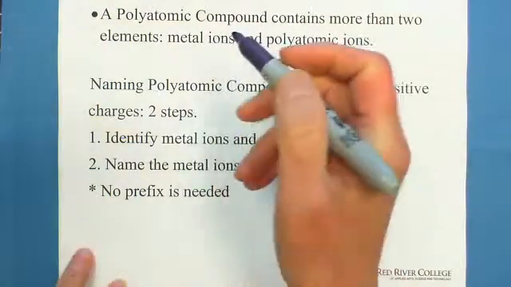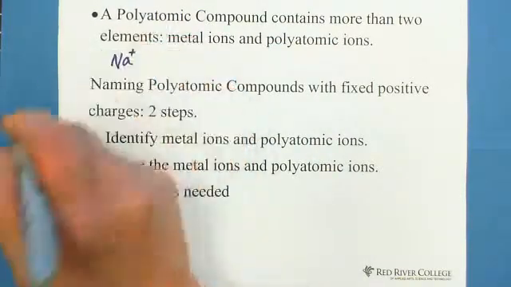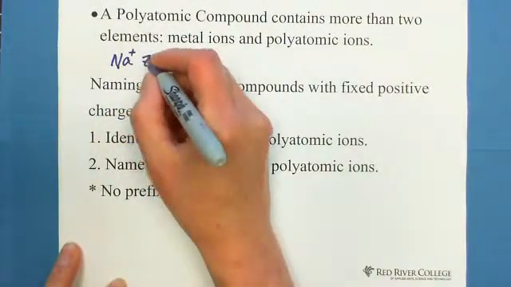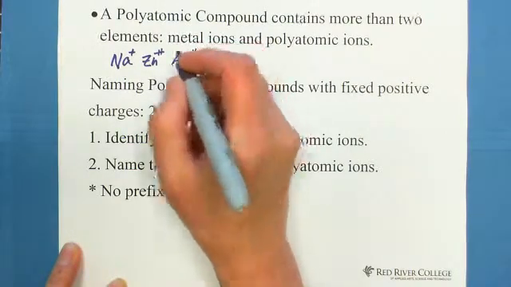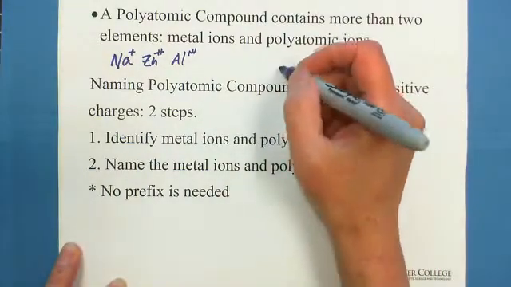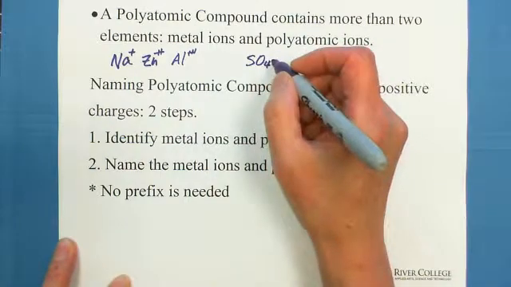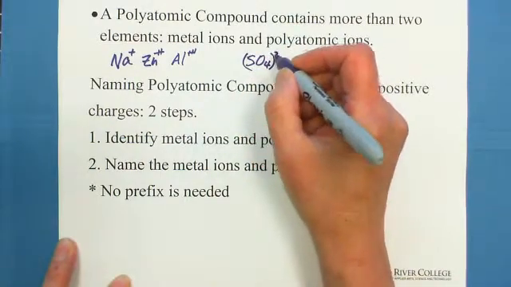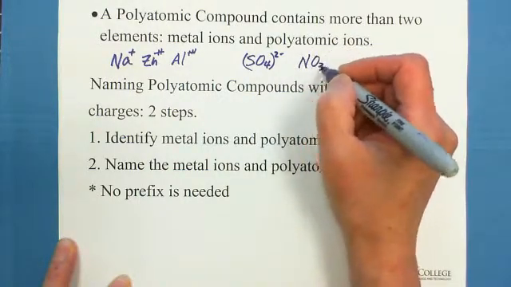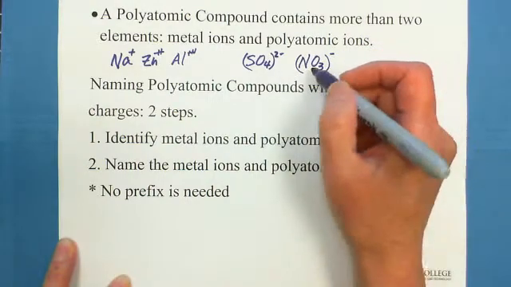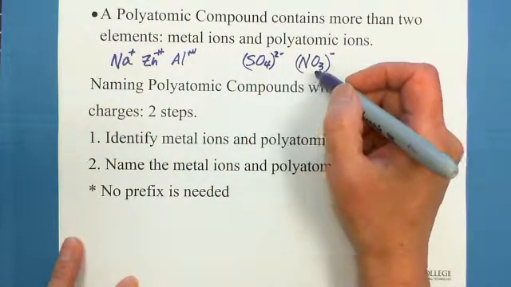Metal ions like sodium with a positive 1 charge, zinc with a 2 positive charge, or aluminum with a 3 positive charge. Polyatomic ions, for example, SO4 as sulfate with a 2 negative charge, and NO3 with a 1 negative charge. This polyatomic ion is called nitrate.